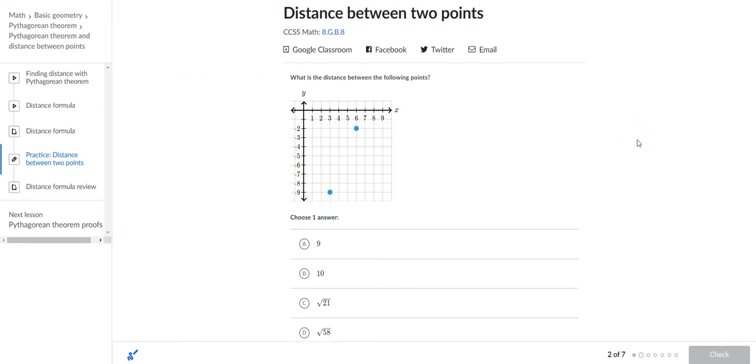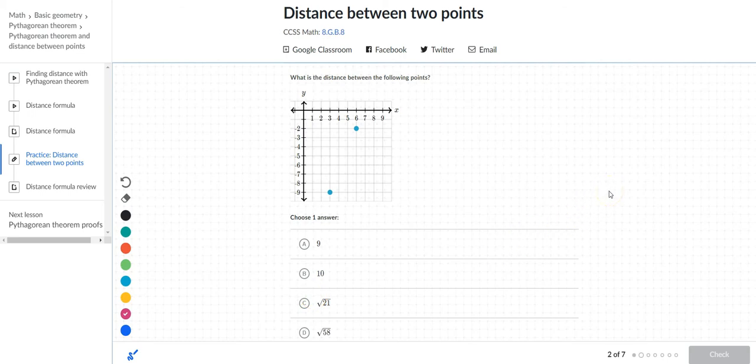For this one, they give you a graph, and it's asking what is the distance between the following points. When you're given a graph, it's usually easier to use the Pythagorean Theorem method. This is how the method works. You first connect your points, and from that, you create a right triangle. You could have done it this way, or you could create a right triangle this way.